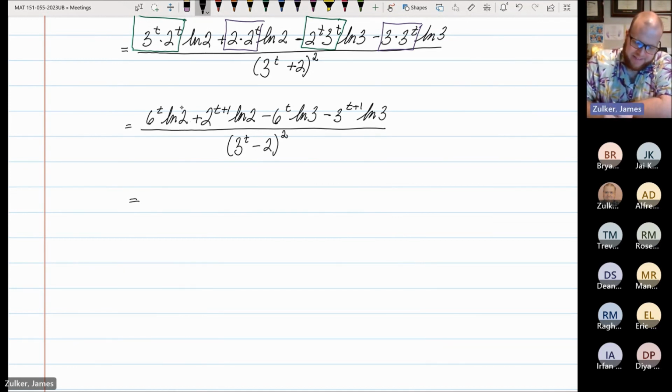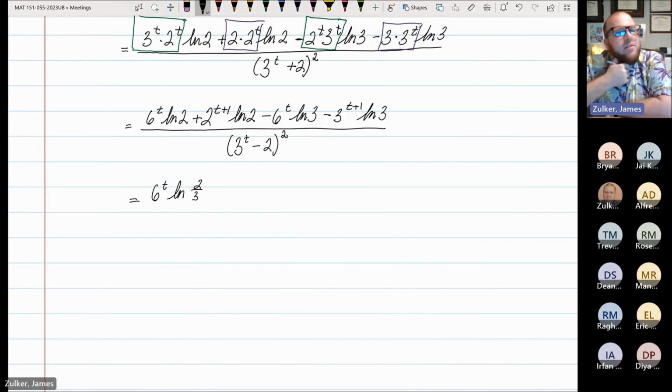Well, looky here, we have a 6 to the t log 2 minus 6 to the t log 3. If you factor out the 6 to the t, you're going to be left with log of 2 minus log of 3. Using the difference law for logs, that's log of 2/3.